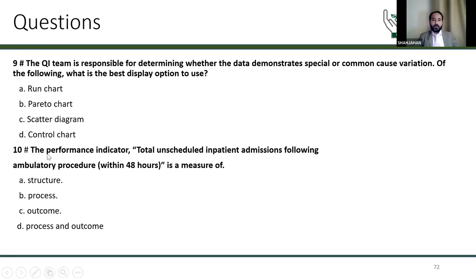Now question number 10: the performance indicator, total unscheduled patient admission following ambulatory procedure within 48 hours, is a measure of what? As we discussed before, there are three types of indicator: structure, outcome, and process. In this question, they are saying that after 48 hours of discharge the patient is admitted again. So what kind of indicator are we measuring? Because we already did the procedure, and after the procedure patients are coming back again.